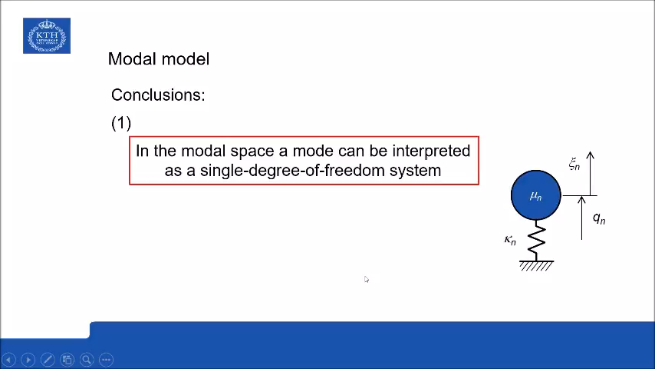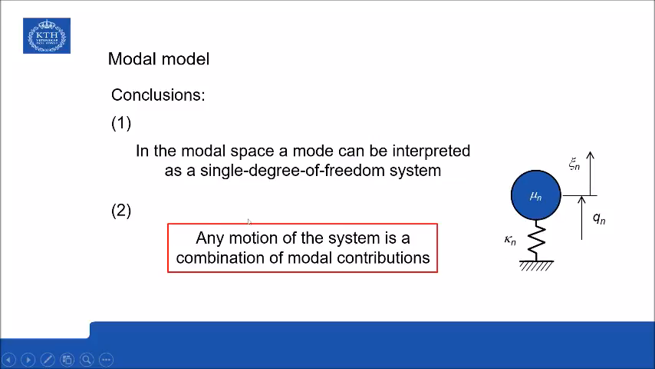So, to conclude, in the modal space, where the eigenvectors are base vectors, we can interpret vibrating systems as a sum of uncoupled single degree of freedom systems. Secondly, any motion of the system is a combination of modal contributions. Any arbitrary motion we can treat as a sum of contributions from these uncoupled modes.